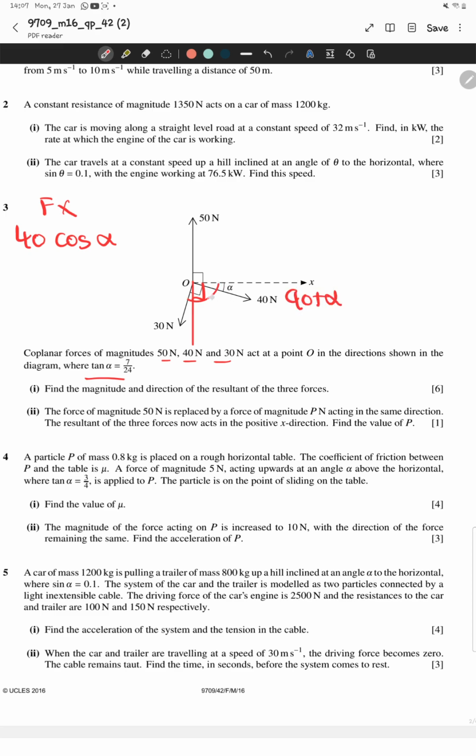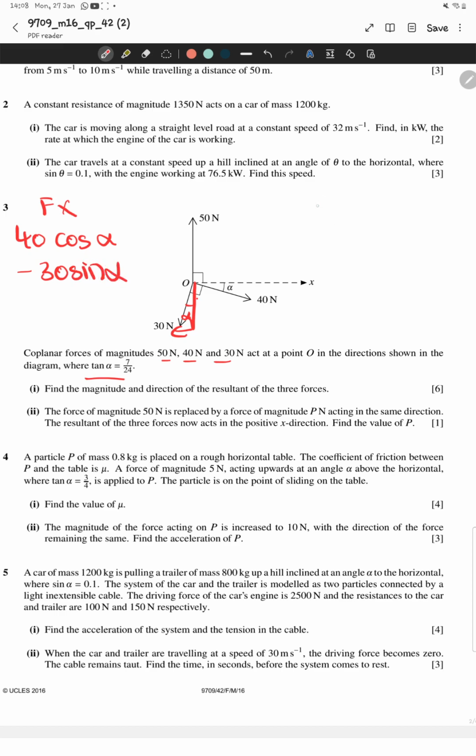plus alpha, because this is 90 and this is alpha. So if this total angle is 90 plus alpha, then this must be alpha. I hope that makes sense. So we have alpha here, and this is going to be horizontal, so 30 sine alpha. And it's to the left, so it'll be negative 30 sine alpha.